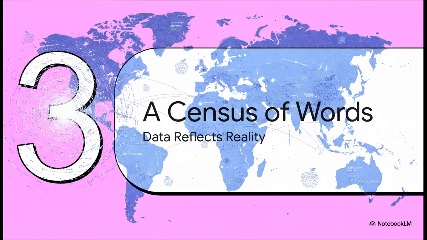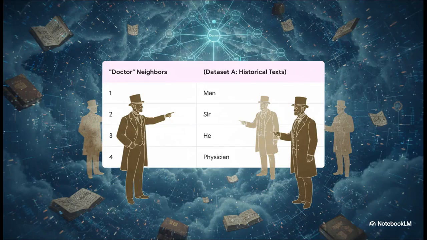All right, so let's take this geometric idea and apply it to something a little more complex. Instead of just looking at fruit and tech, let's see how this map can end up encoding the statistical realities of our own world. So let's go back to our first word, doctor. If we train a model on, let's say, a ton of historical text from the 19th and early 20th centuries, what do you think the neighborhood around doctor is going to look like?